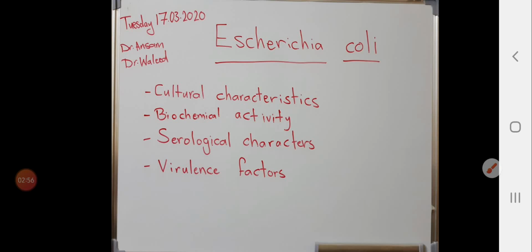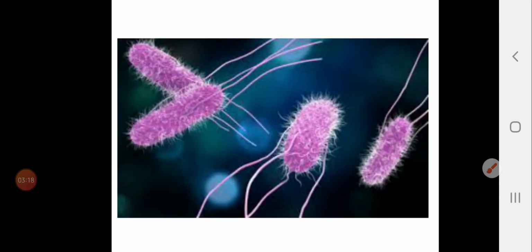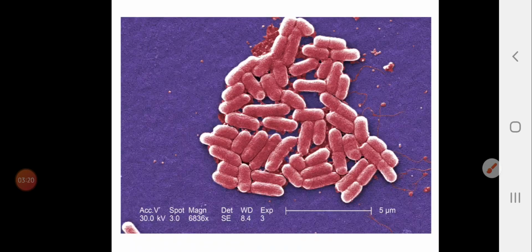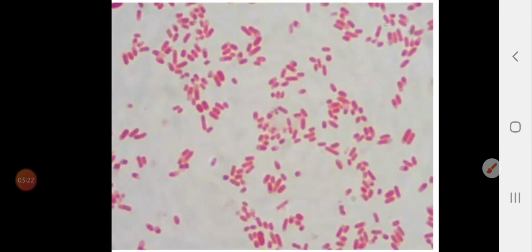First, we will talk about introduction about the Escherichia coli. We'll talk about the cultural characteristics, the biochemical activity, serological characters, and virulence factors of E. coli. Regarding cultural characteristics, this is the E. coli. They are gram-negative bacilli, as I said. This is how they appear under the microscope.